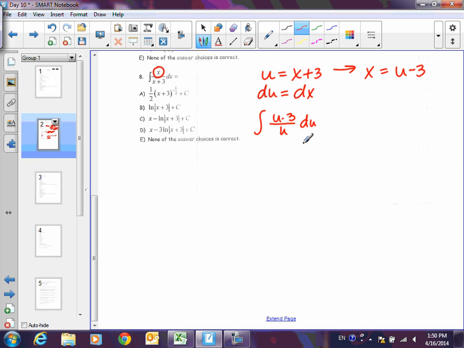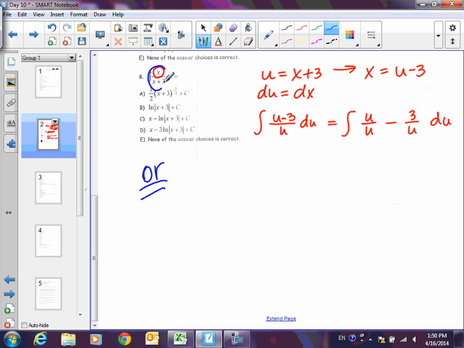And now you could split it up. Do you see the difference? You could split this one up into u minus 3 over u du. All right, now I'm going to stop here because I'm going to have you finish this problem, but I want you to see another way we could have done this problem.